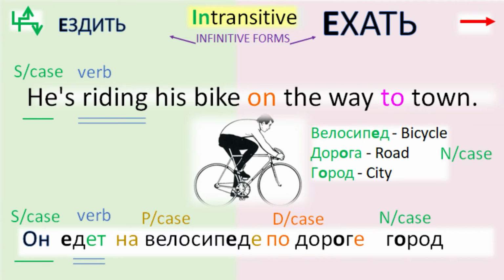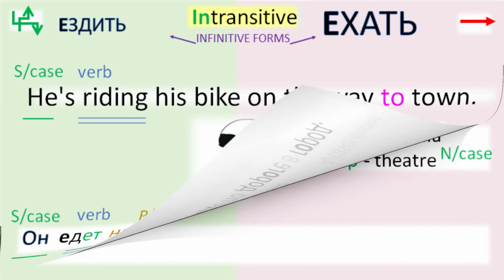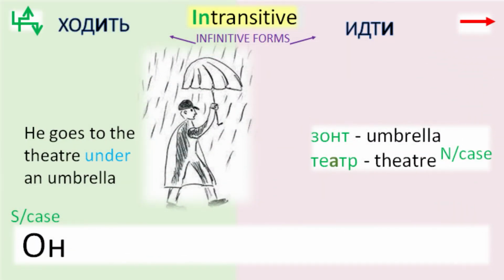Now you are ready to say that he is riding his bike on the way to town. Город is in the nominative case, so you need to change it to the accusative case. В город. Он едет на велосипеде по дороге в город. Другой пример.